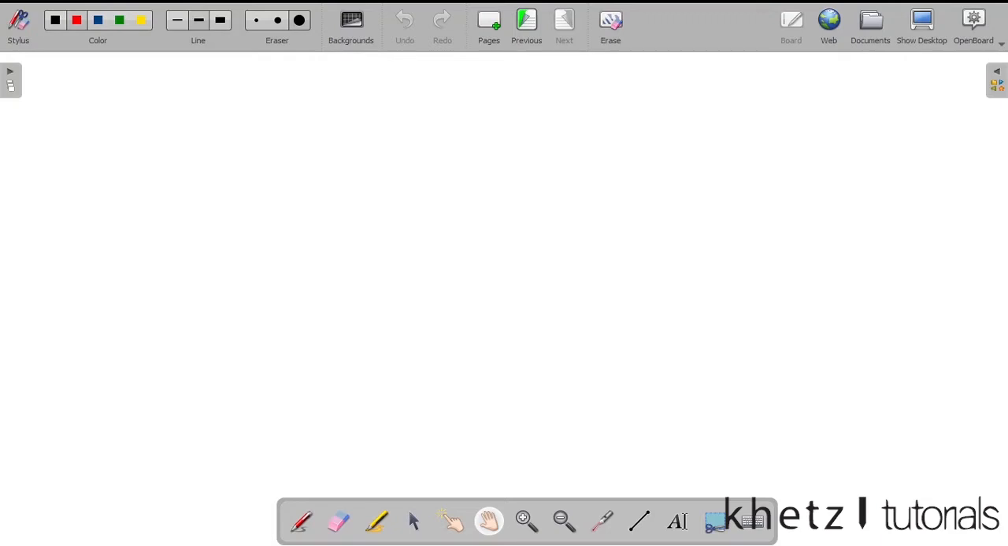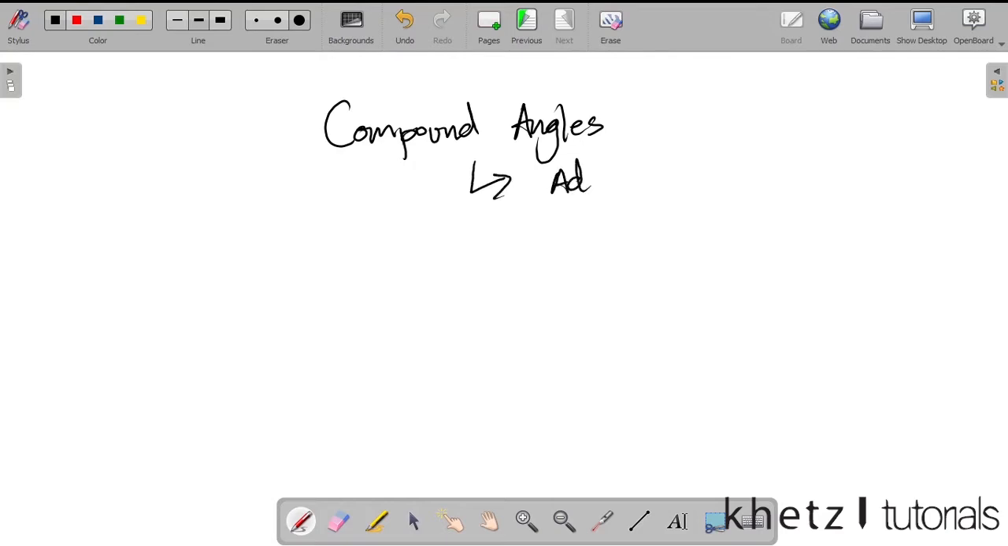Welcome to Khetztutorials, and in this video I'll be talking about compound angles. This is a continuation of where we left off. It's the next topic under trigonometry, and as I said, we're going to be talking about compound angles. These compound angles basically describe the addition or subtraction of angles.